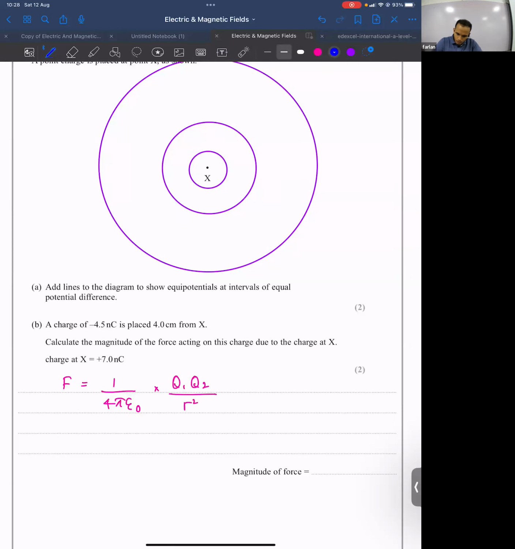Okay. So 1 over 4 pi epsilon naught is 8.99 into 10 to the power 9, times Q1 Q2, 4.5 into 10 to the power minus 9 to convert nanocoulombs to coulombs, into 7 into 10 to the power minus 9, divided by R square, which is 0.04 square. So what are we getting?